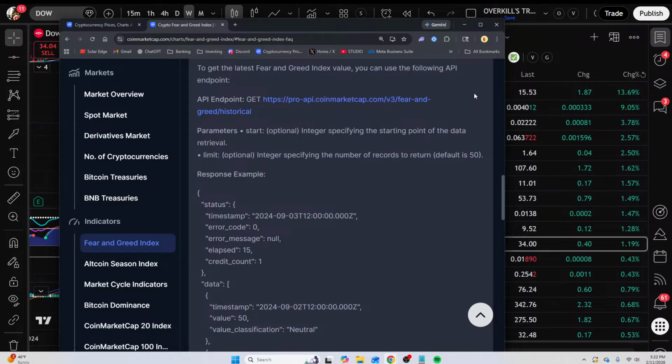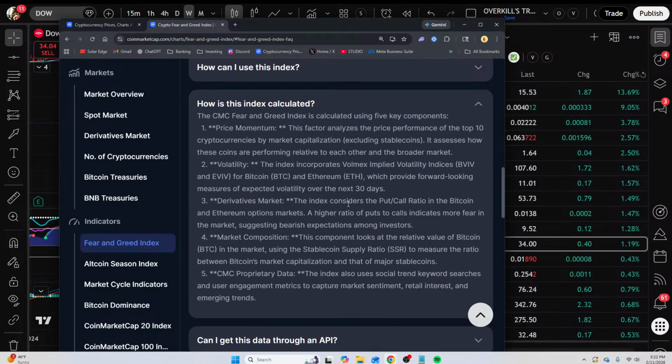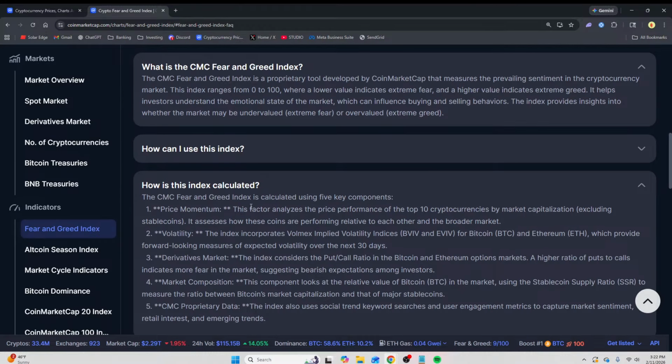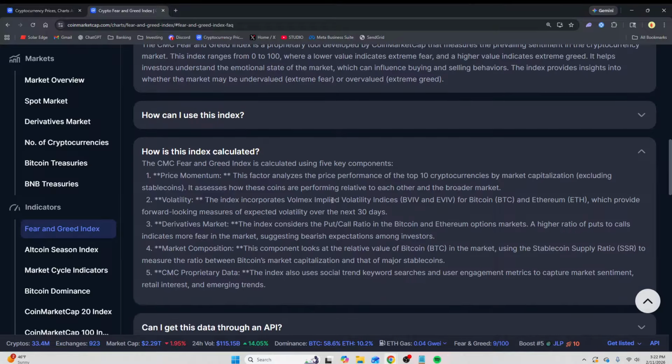I'm trying to see here how the index is calculated. Let's just look at this real quick. How is this calculated? Okay, price momentum. This factor analyzes the price performance of the top 10 cryptocurrencies by market capitalization, excluding stablecoins. It assesses how these coins are performing relative to each other and the broader market. The index incorporates volume. Implied volatility, BVI, I don't know what all that stuff is, for Bitcoin and Ethereum, which provide forward-looking measures of expected volatility in the next 30 days.